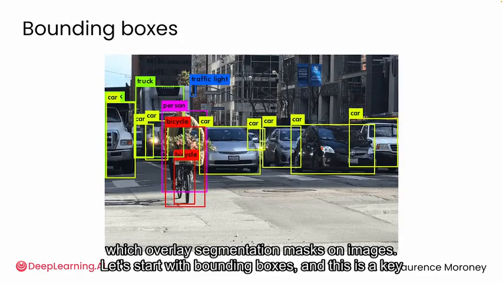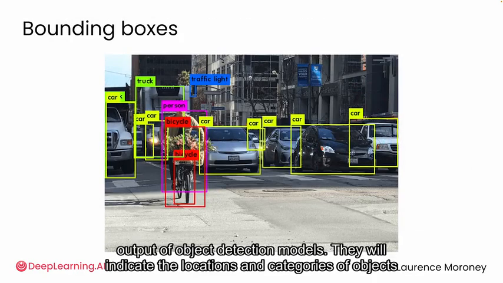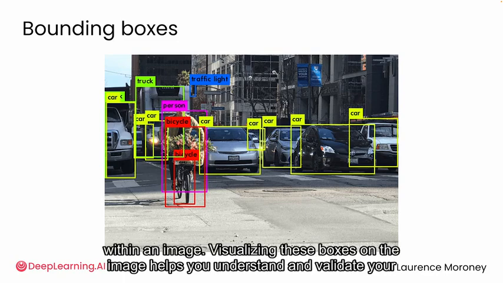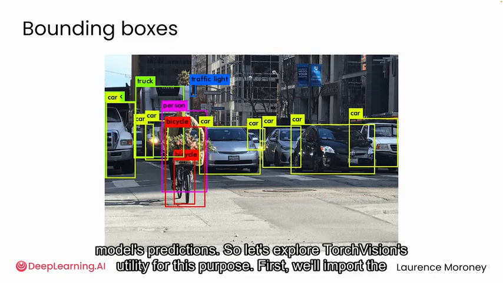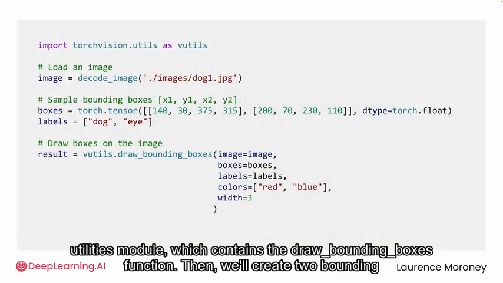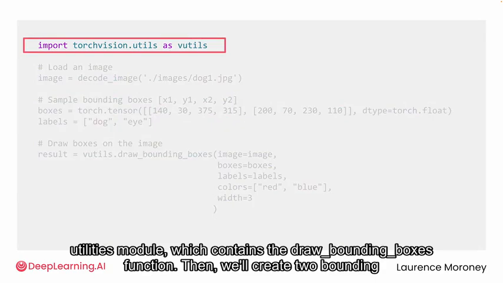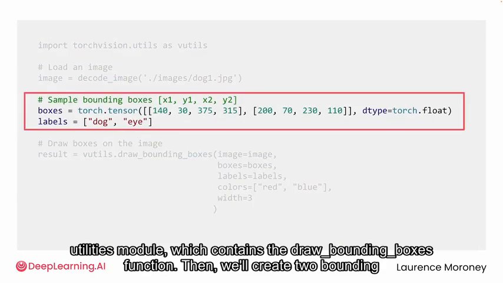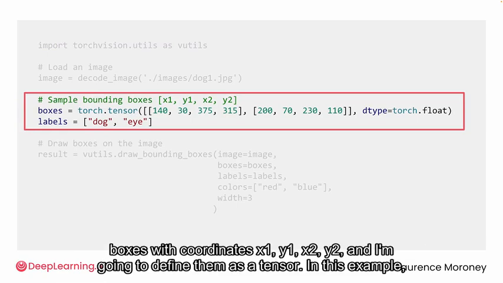Let's start with bounding boxes, and this is a key output of object detection models. They will indicate the locations and categories of objects within an image. Visualizing these boxes on the image helps you understand and validate your model's predictions. So let's explore Torch Vision's utility for this purpose. First, we'll import the Utilities module, which contains the Draw Bounding Boxes function. Then, we'll create 2 bounding boxes with coordinates x1, y1, x2, y2, and I'm going to define them as a tensor.